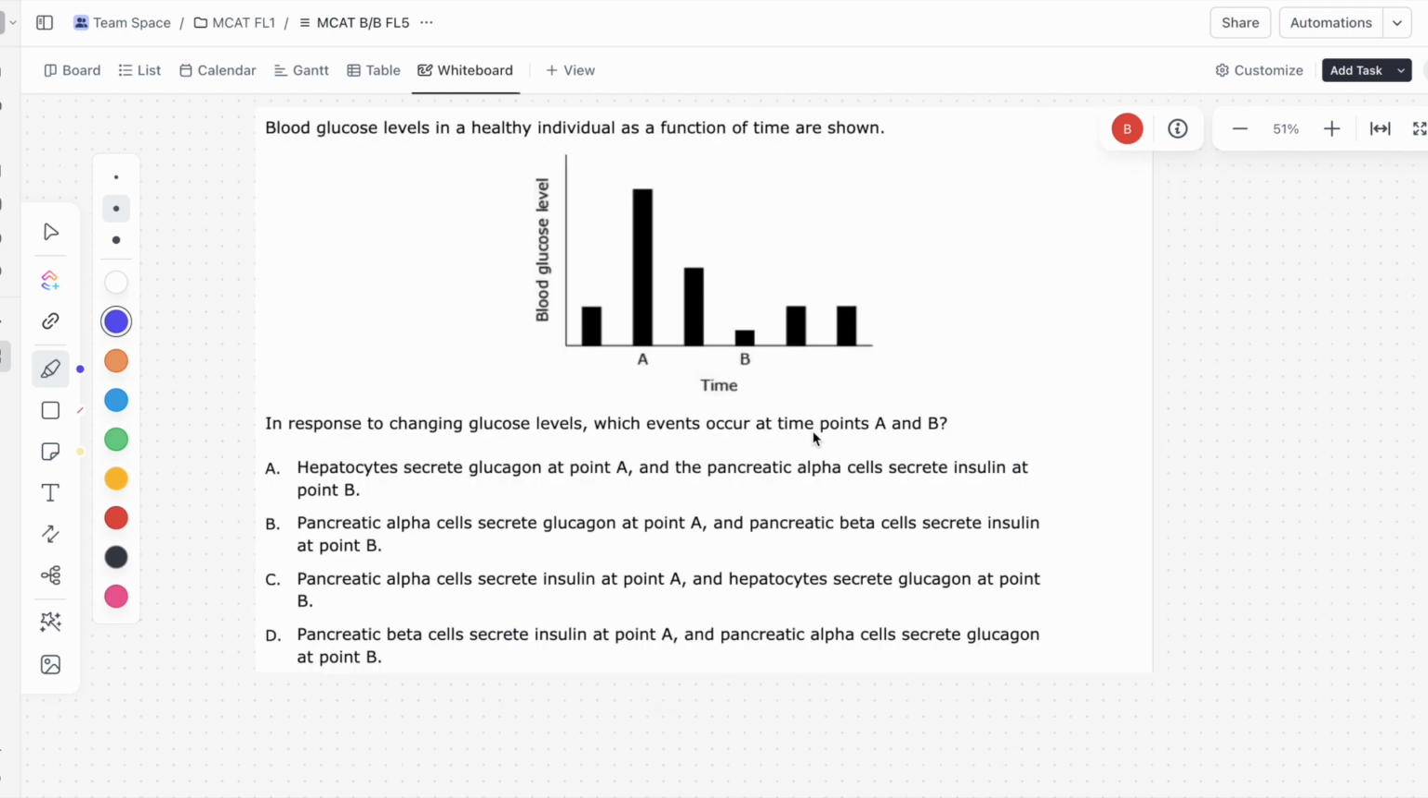Let's take a look at the last question of this discrete set. It says, blood glucose levels in a healthy individual as a function of time are shown. In response to changing glucose levels, which events occur at time points A and B? All right, so we'll take a look at A. We'll see high blood glucose levels, and look at B. We see low glucose levels. So what's going to happen there?